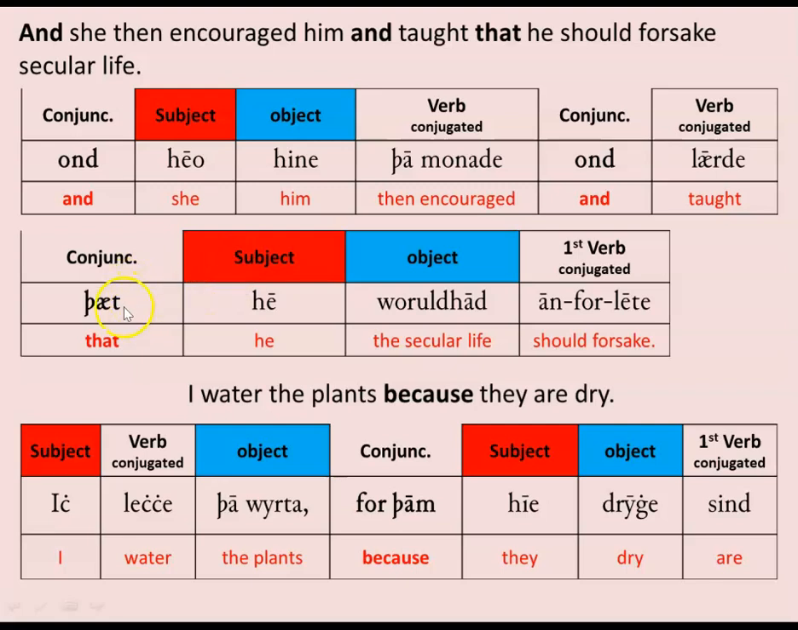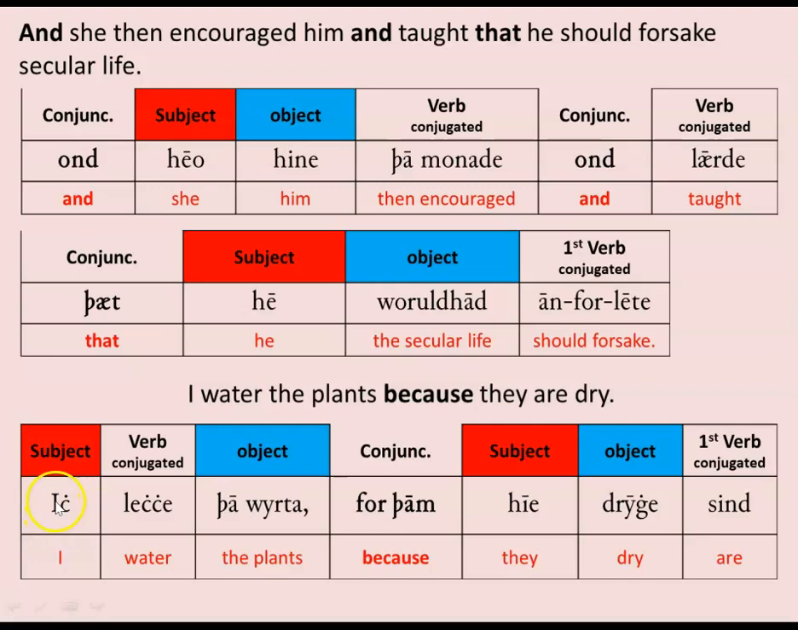Now, let's move on. That, he, world hard, compound word, an for later. Okay, now notice here, that, subject, object, and then the verb is pushed to the end. This is a subordinate clause, and verb at the end marks subordinate clauses. I water the plants because, conjunction, because they are dry. I water the plants, a clause that can stand as a sentence in its own right, but then with a subordinating conjunction, because, we can add further information, they are dry. So that's why we're watering them.